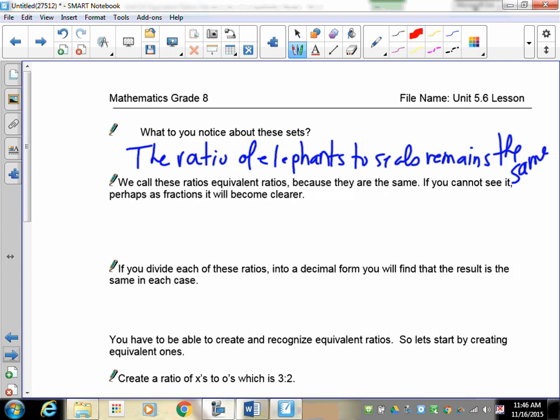Now when I write them as a fraction, there's our first one, 1 elephant for every 2 seals, 2 elephants for every 4 seals, 3 elephants for every 6 seals, and 4 elephants for every 8 seals. You should have noticed these are equivalent fractions. Multiply the first fraction, 1 over 2, top and bottom both by 2 gives us 2 over 4. So that means they're equal. 1 times 3 is 3, and 2 times 3 is 6. That means that's equal. 1 times 4 is 4, and 2 times 4 is 8. So these are all equivalent fractions.